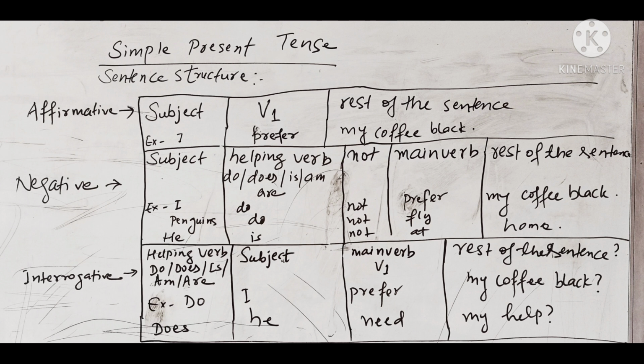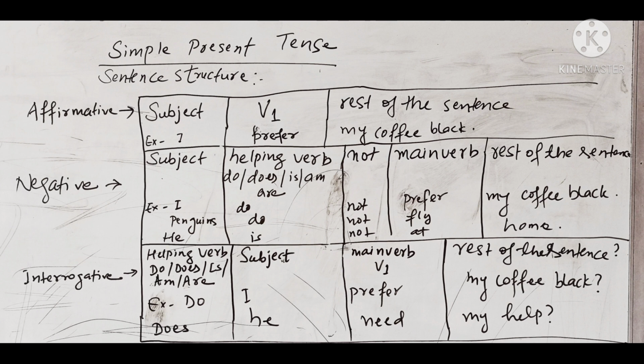Now negative sentence. In negative sentence, we put the subject first, then the helping verb. Helping verb could be do, does, is, are. After the helping verb, we put the word not because we are making a negative sentence, right? Then the main verb, which would be in first form or base form of verb. Then the rest of the sentence would come. See the examples. I do not prefer my coffee black. Penguins do not fly. He is not at home.